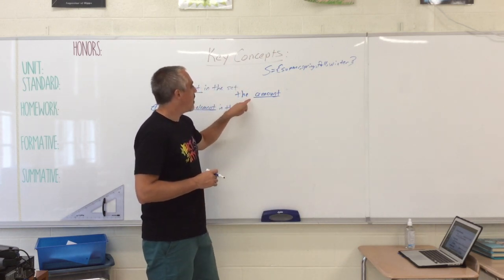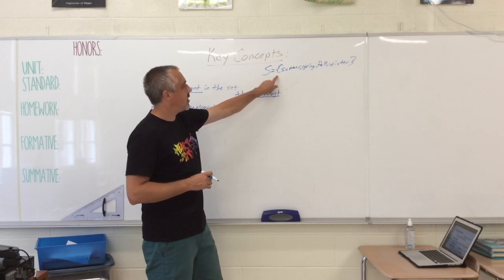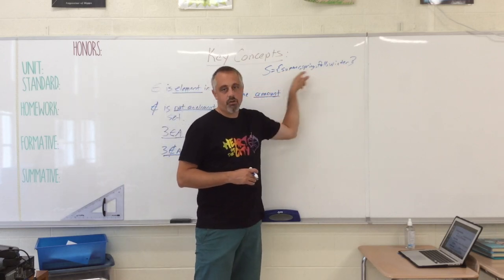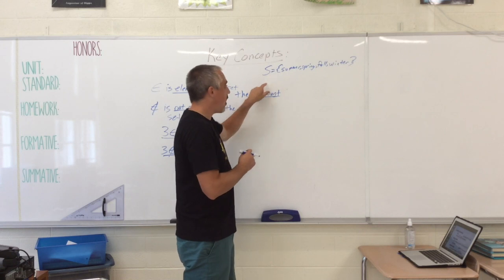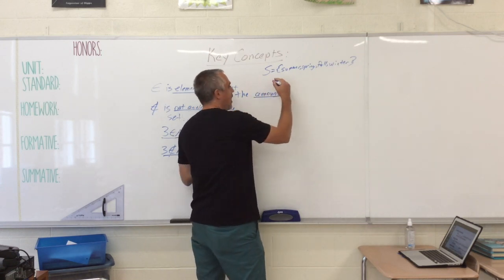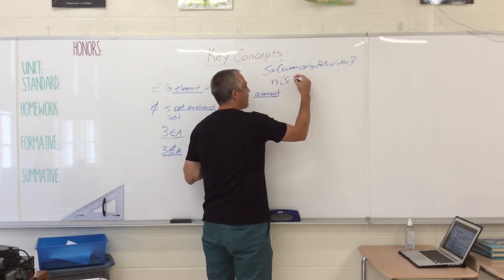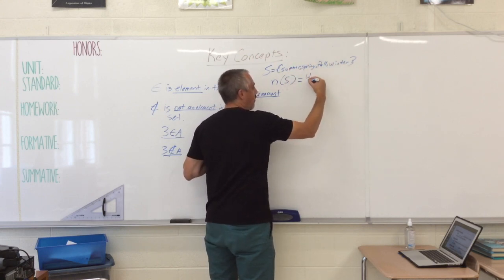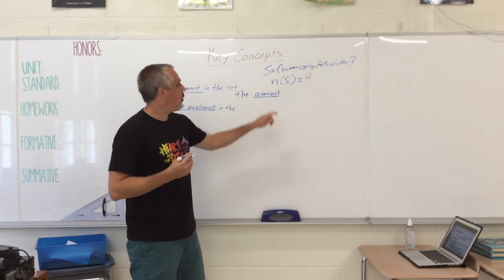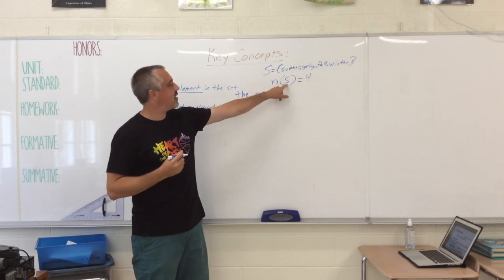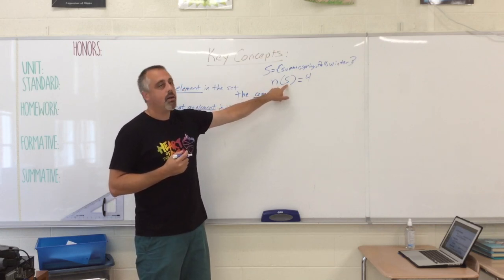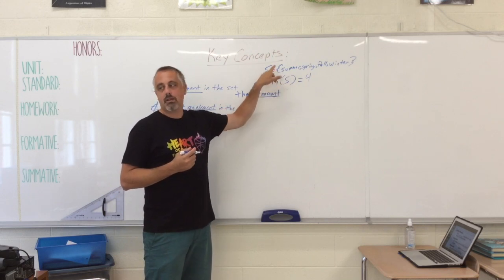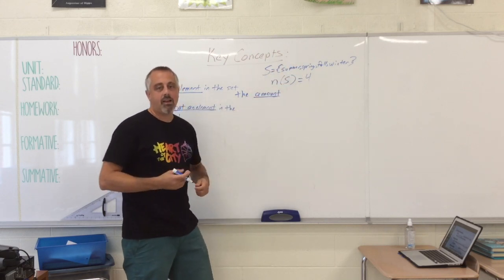The cardinal number of this set is just going to be 1, 2, 3, 4. There are 4 elements in here. So if I was writing the cardinal number out, it would look something like this: n(S) = 4. When I see an n with parentheses and whatever that set is labeled by, it tells me how many things are inside the set, and in this case it's 4.